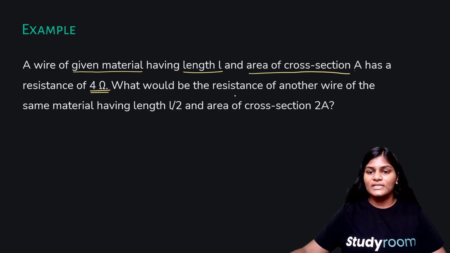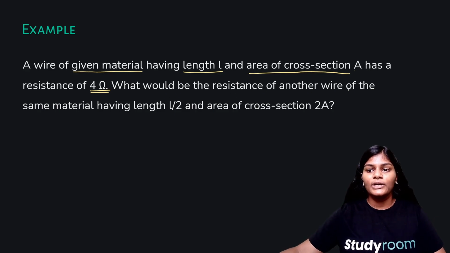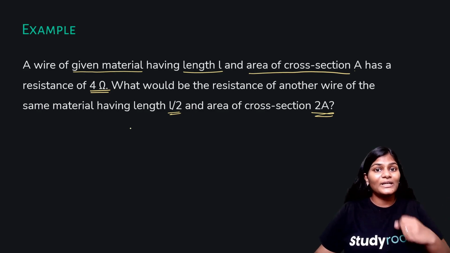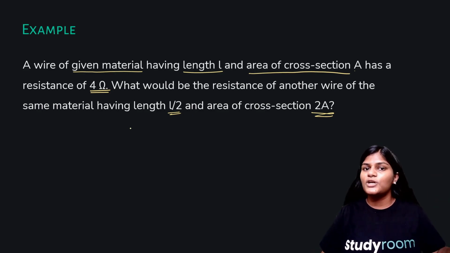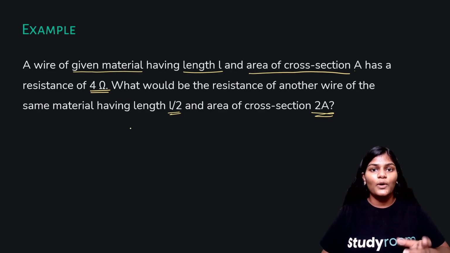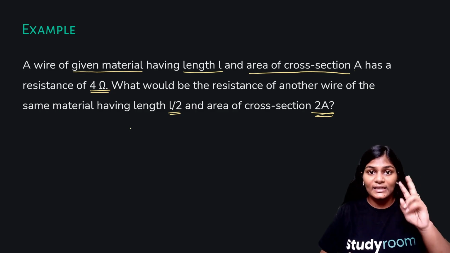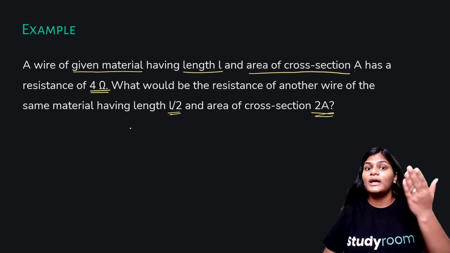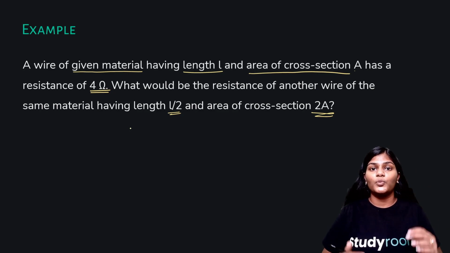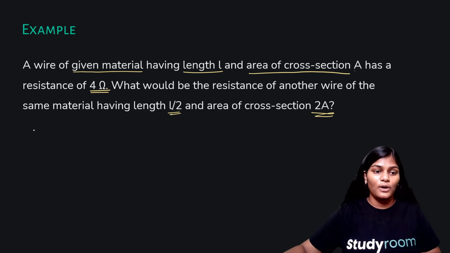What would be the resistance of another wire of the same material having length L by 2 and area of cross section 2A? So this is very important because here you're not actually just multiplying numbers or dividing numbers. Here you are using the concepts to figure out what would be the effect on resistance, because we studied that length and area affect the resistance. So here length is being halved, area is being doubled. So we're trying to figure out what would be the effect on resistance. So how do we do it?